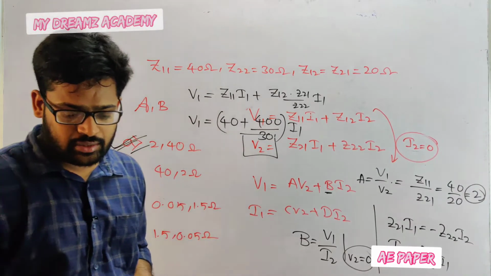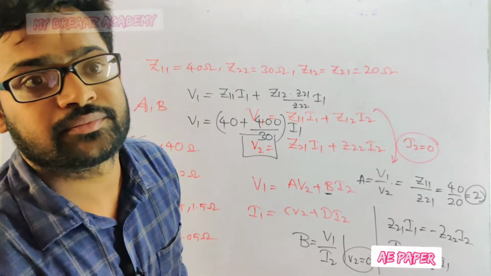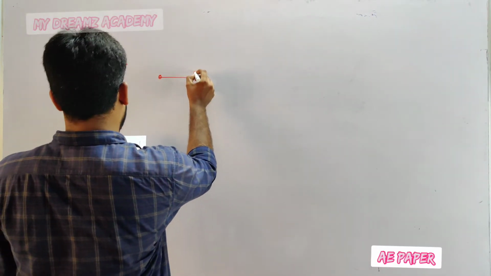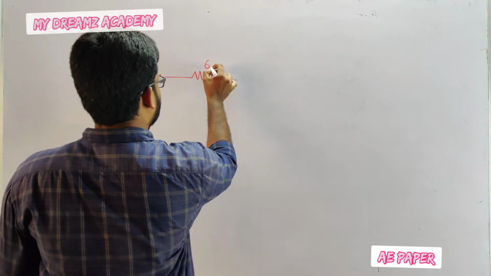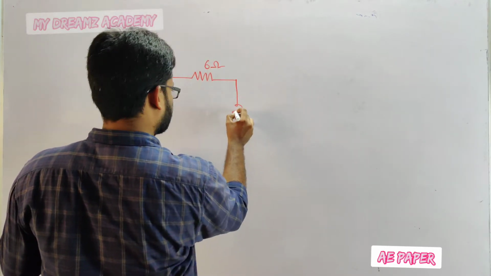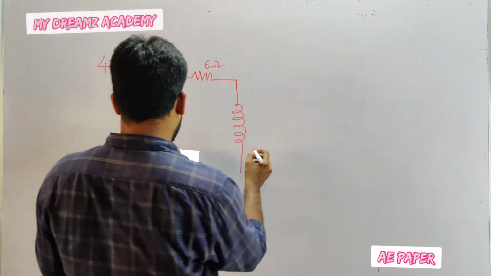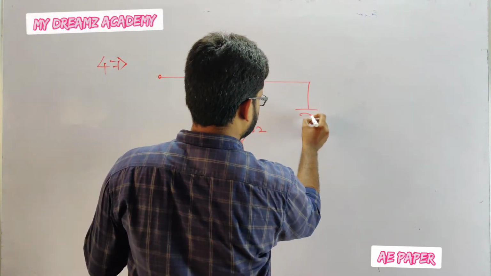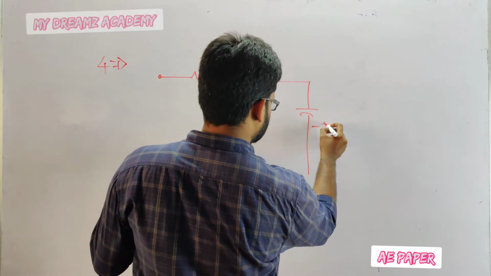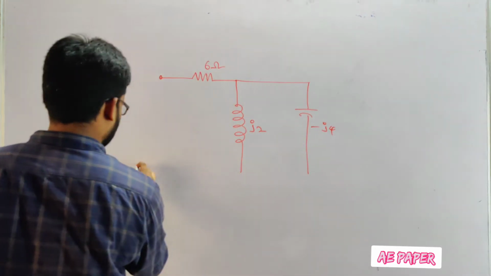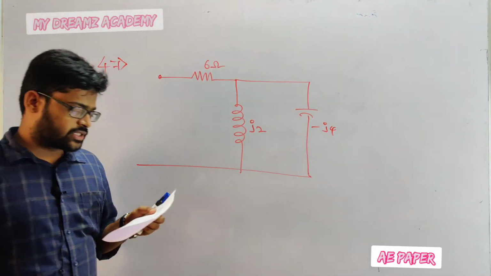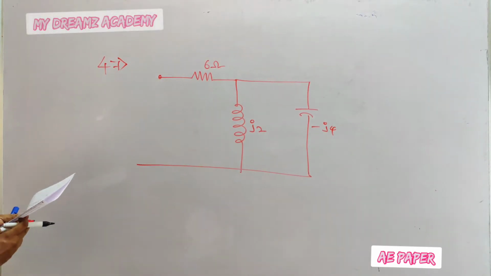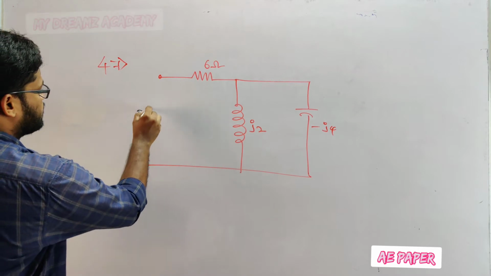Now we are going to see question number 47. This is also from network theory. This is 6 ohms, the inductor value is j2, and this value is minus j4. What is the question? The power factor of the circuit shown in the figure given below. We need to calculate the power factor of this one.